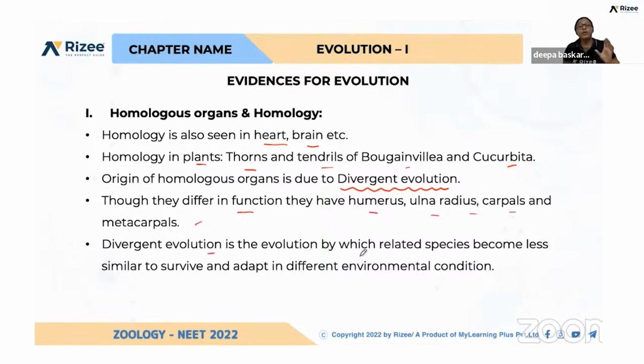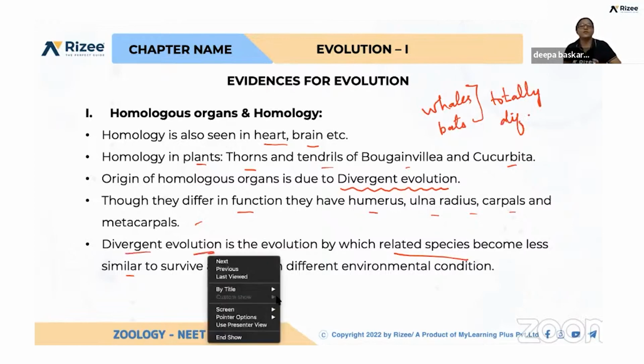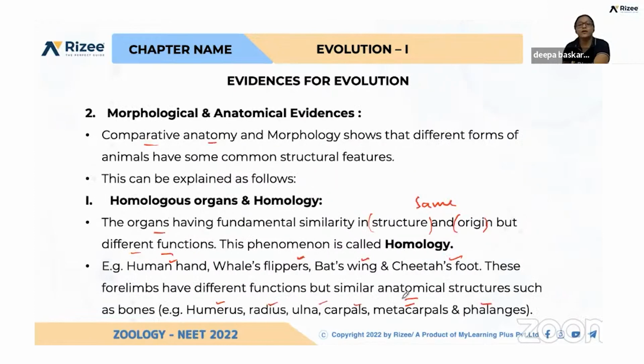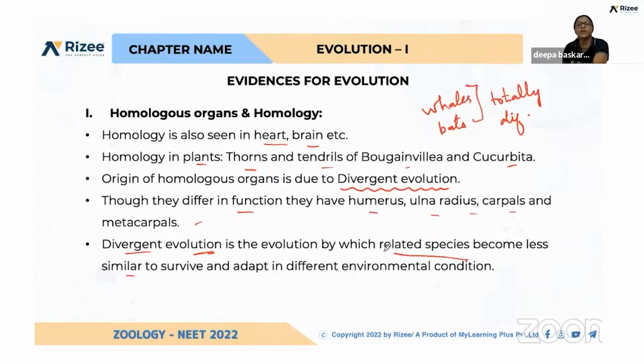Divergent evolution is the evolution by which related species become less similar to survive. If you compare whales and bats now, they are totally different. So this is called divergent evolution. You can compare whale flippers and bat wings. Based on the need and the environment where they are living, they are getting evolved. That's it.